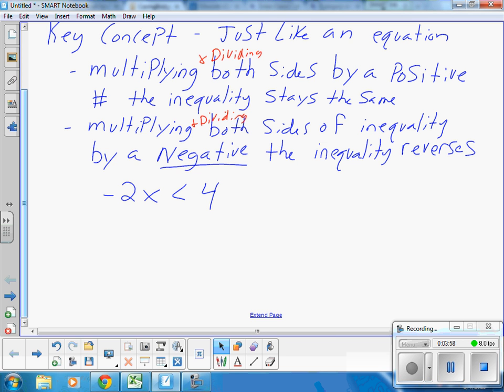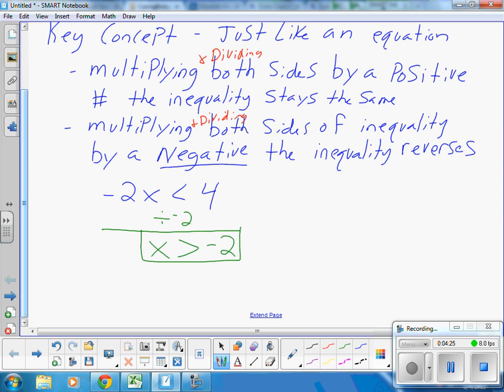And here's my attempt. I'm going to divide both sides by negative 2. A negative 2 divided by a negative 2 is 1. So I get x. My inequality reverses. And 4 divided by a negative 2 is a negative 2. Okay, that's what I'm telling you. Now some of you are saying, but how?